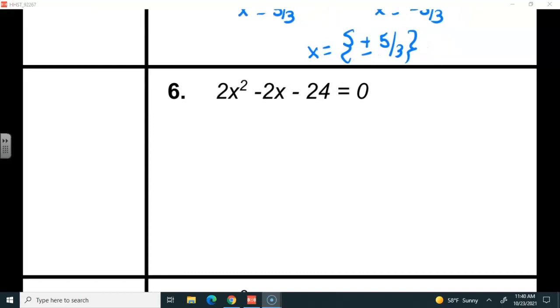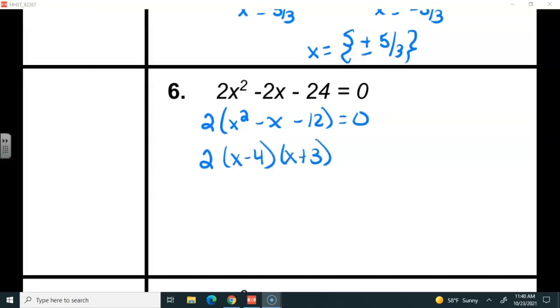Okay, remember GCF is the first thing we always check for, so we're going to take out a 2 here. We get x squared minus x minus 12 equals 0. And when we factor this, you should know quickly it's x minus 4 and x plus 3. Now, if we set 2 equal to 0, first of all, 2 does not equal 0. The other thing is 2 does not have an x, so there's nothing to solve for there.